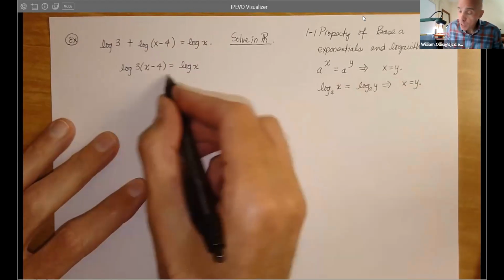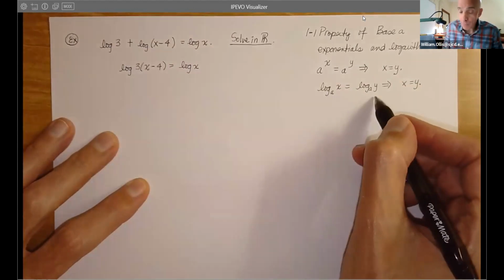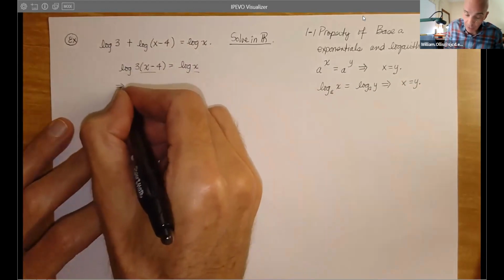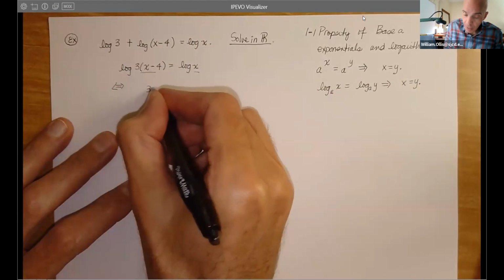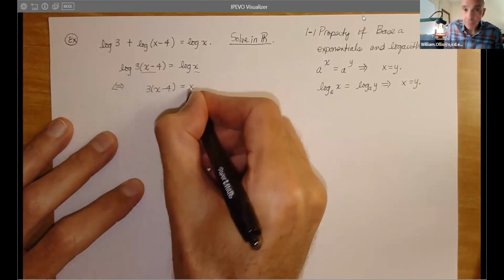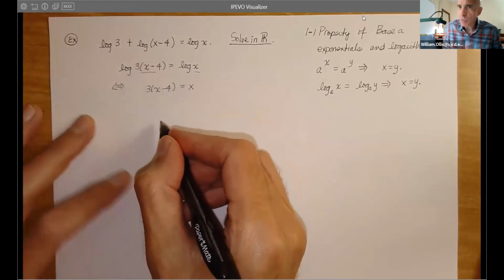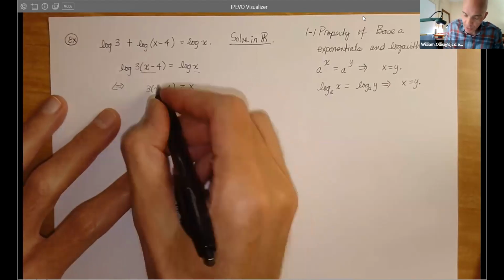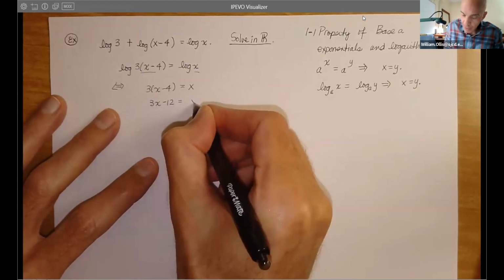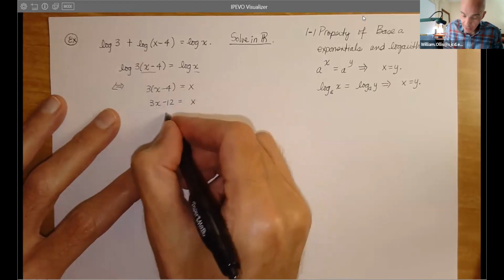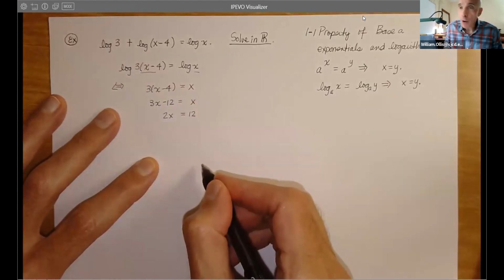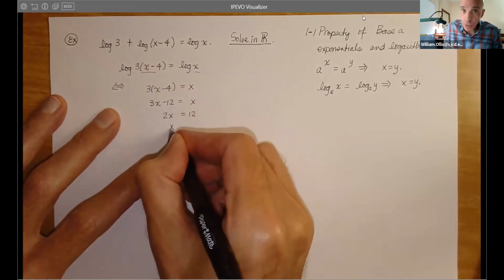Now, at this point, we have the one-to-one property. So now we can set the arguments equal. So equivalently, 3 times (x minus 4) equals x. Well, don't we wish all of our equations were this easy? So we have 3x minus 12 equals x. So let's subtract x and add 12. So now if we divide by 2, we get x equals 6.